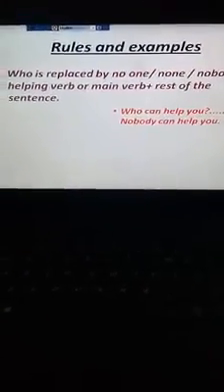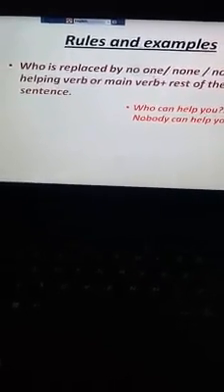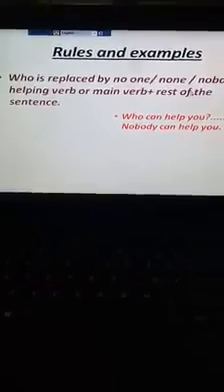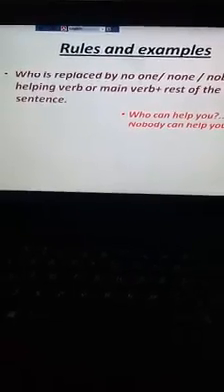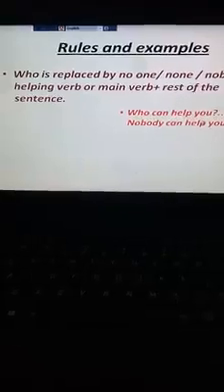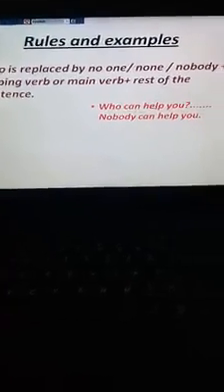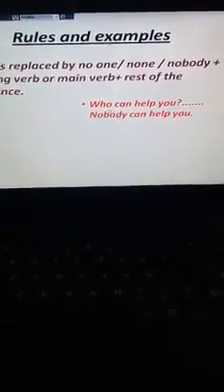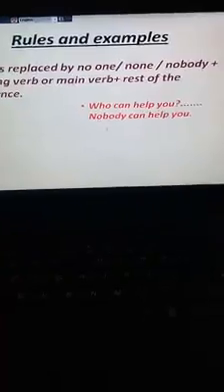Okay, the last rule is again who. Who is replaced by no one, none, and nobody. These three can be used instead of who, and after that you can use the helping verb or main verb and then the rest of the sentence. For example, who can help you? I have written nobody instead of who, and then the helping verb can help you. Nobody can help you.